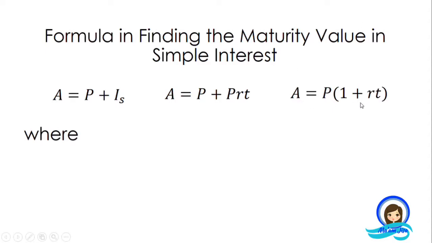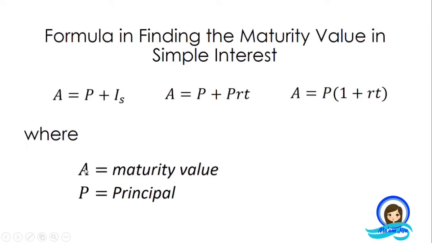Now the variables here are A, and A refers to the maturity value. In other books, F is used as a reference to maturity value, but in this lesson, in my discussion, we'll just use letter A. P is the principal, R is the rate, and T is the time.